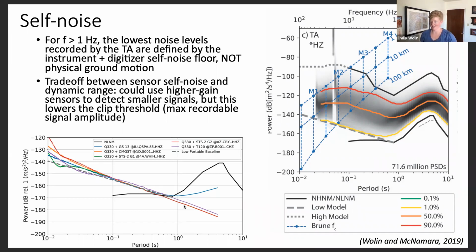There are digitizers and sensors that can get down to the Peterson noise models, but they were not used in the TA. So when assessing the performance of a station, it's really important to know what equipment is there and the minimum noise floor that it could possibly attain. And again, you can trade off. If you want to record really small signals, you can use a sensor with a higher gain, but then that changes the clipping threshold, right? So you won't be able to record signals that have as high amplitudes as a sensor with a lower gain.